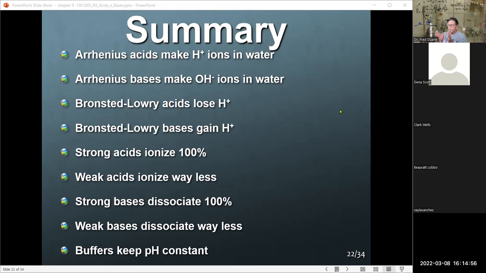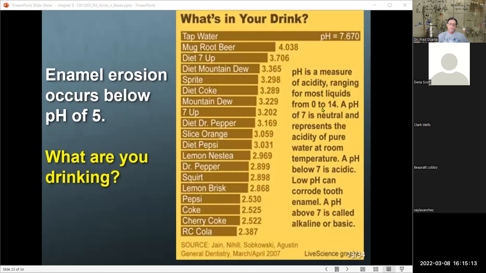And then buffers, all a buffer does is try to maintain a constant pH. You can create a buffer at any of the pH range values from 0 to 14. There are formulas to put the right chemicals together to give whatever buffer solution you want. All right, here's some more pH and their ranges specifically, tap water, that really varies.